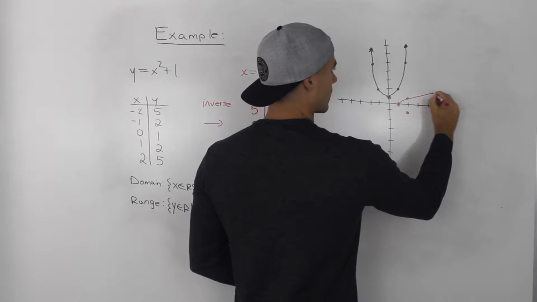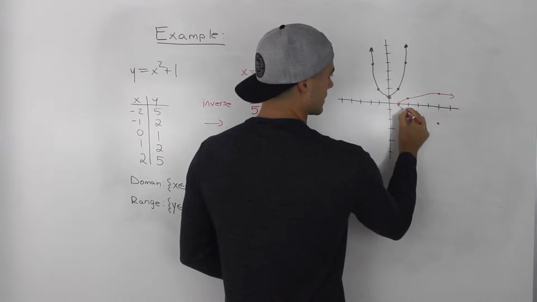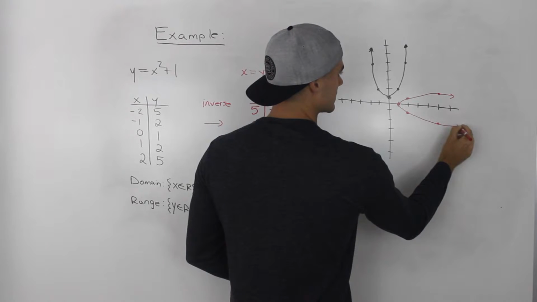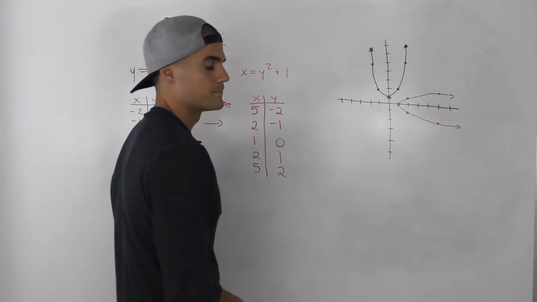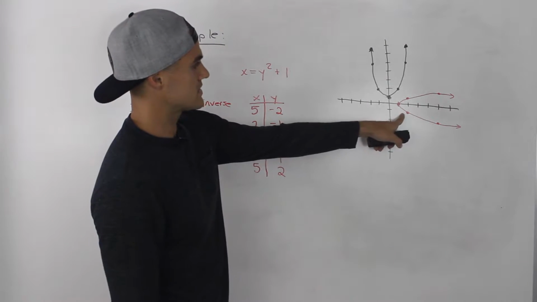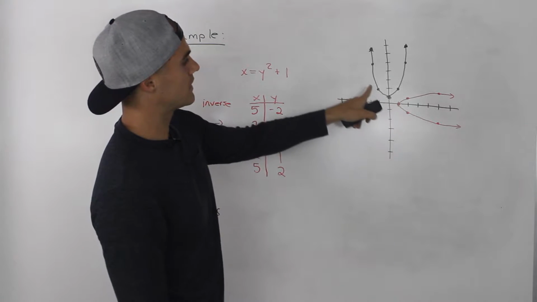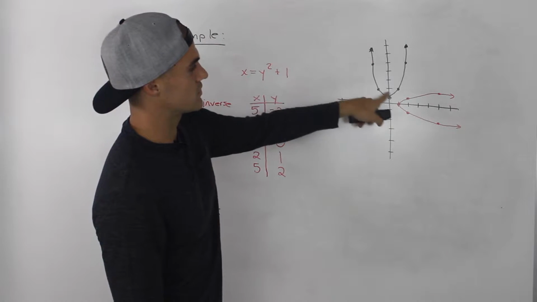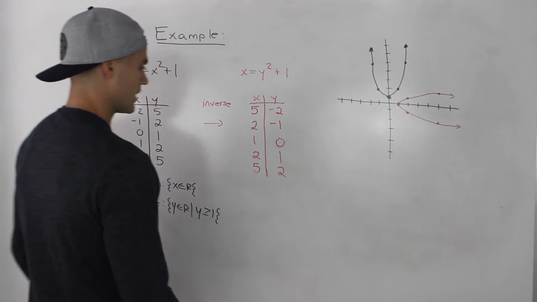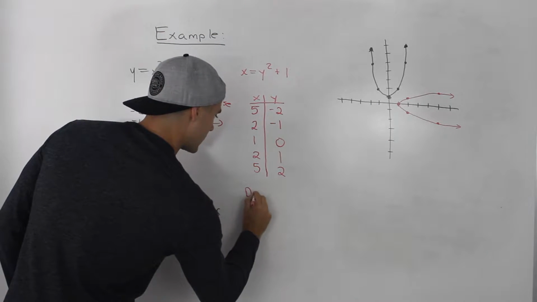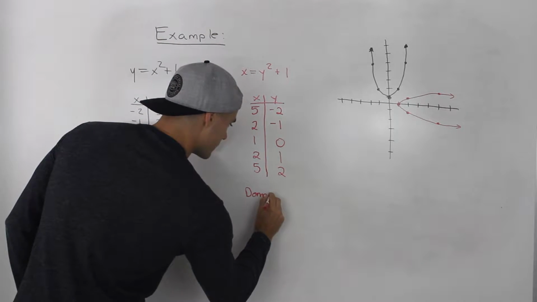And then notice how the inverse ends up being a sideways parabola. Right, so this red sideways parabola is the inverse of this original parabola right there. And now let's figure out what the domain and range is of the inverse.